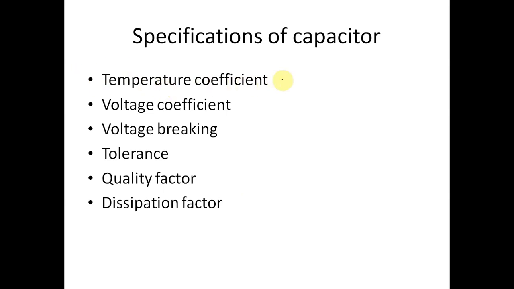These are some specifications of capacitors. First specification is the temperature coefficient. Second is the voltage coefficient. Third one is the voltage rating. Fourth one is the tolerance. Fifth one is the quality factor and sixth one is the dissipation factor. These are some specifications of capacitors.